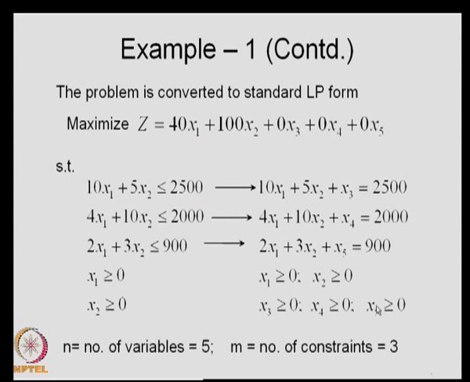Then you look at the number of variables and number of constraints. There are x 1, x 2, x 3, x 4, x 5, 5 variables, and 1, 2, 3, 3 equality constraints. So, 3 equations. So, 5 variables and 3 constraints or 3 equations. We start with an initial basic feasible solution.